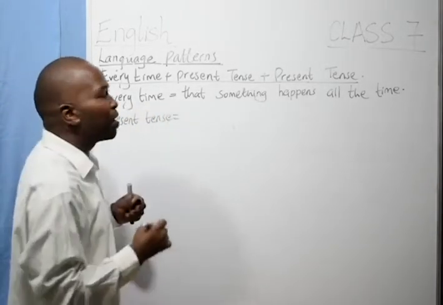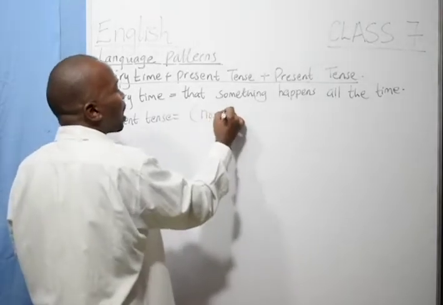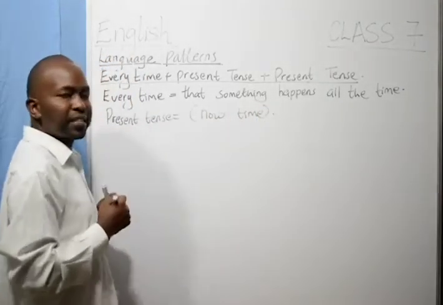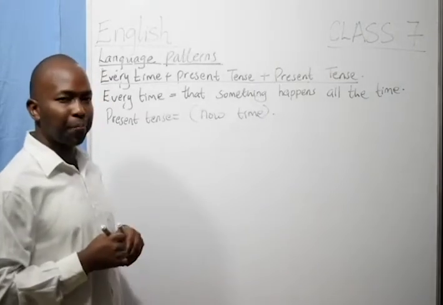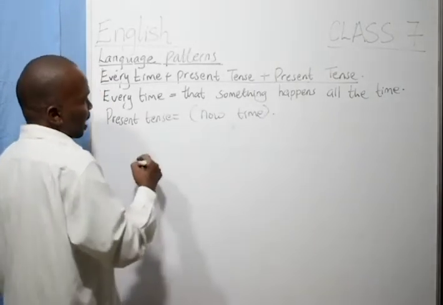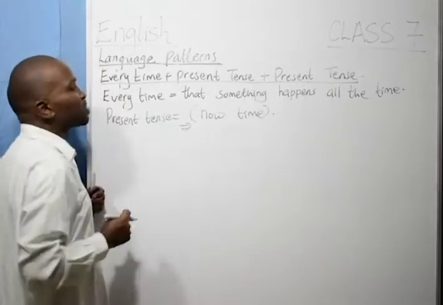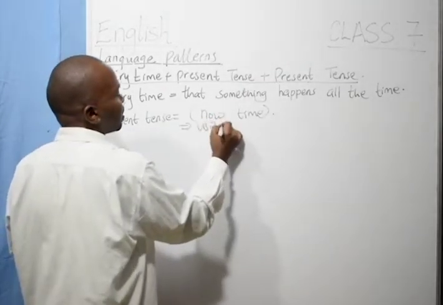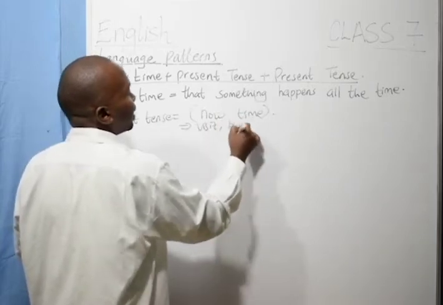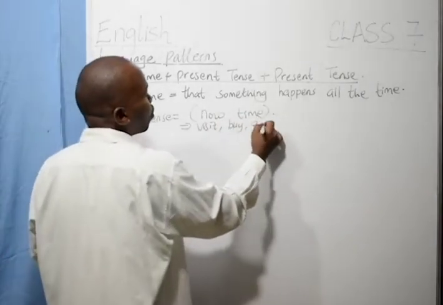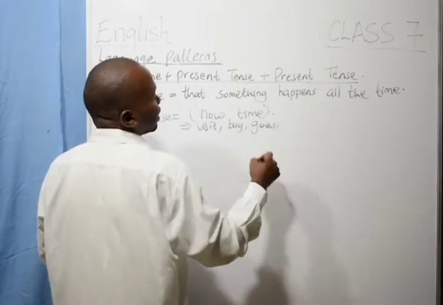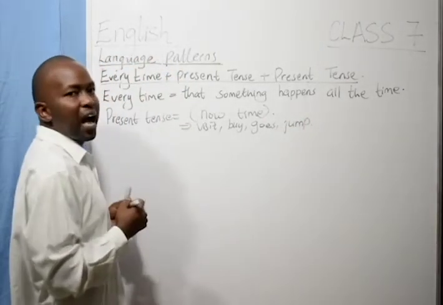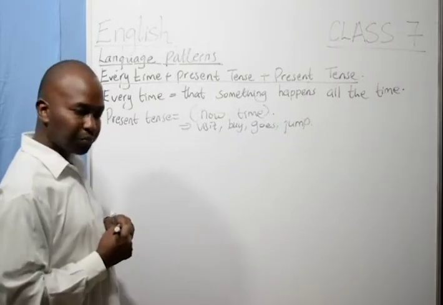Now, present tense refers to a verb that shows the now time, the present time, the now time. Now let's look at examples of a present tense verb. It will be visit, buy, go or goes, jump. So all these verbs are in the present tense.